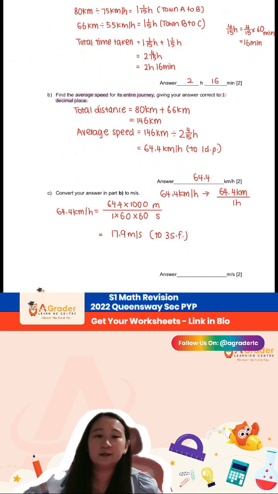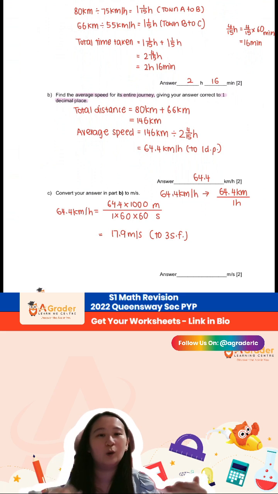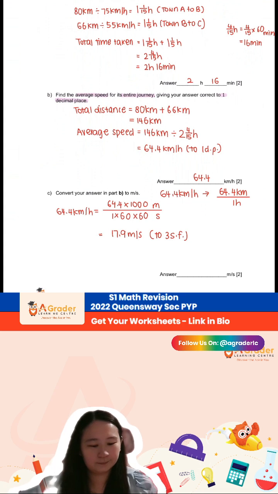So when the question did not tell you to round off to any specific value, you always round off to 3 significant figures, or 1 decimal place for degrees.